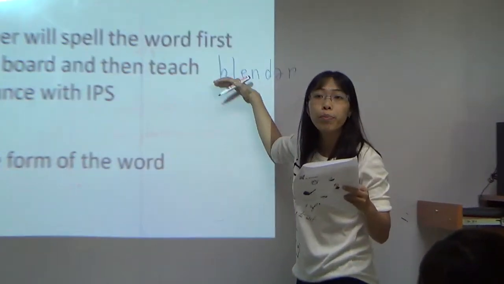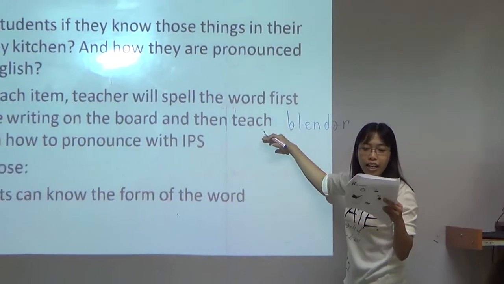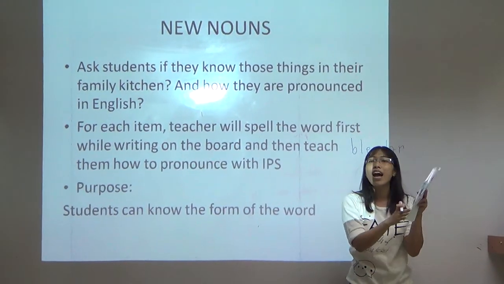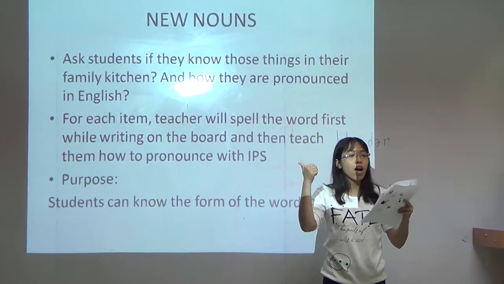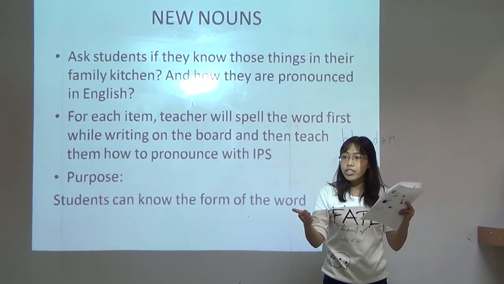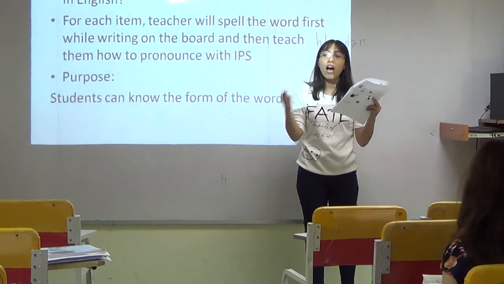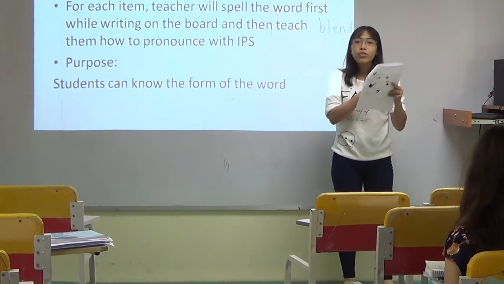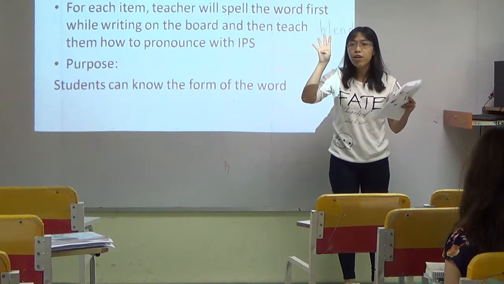And then they will repeat. Okay? A blender. Not glass, a blender. A blender. Again. A blender. And I continue until I finish five items. Five items. And this will help them recognize also the letters, the construction of the vocabularies, and also the pronunciation of that word. And then I will have them remember this word by practicing maybe four times.